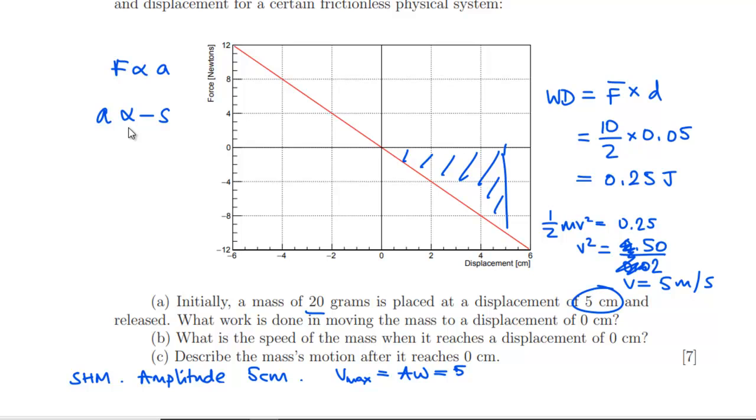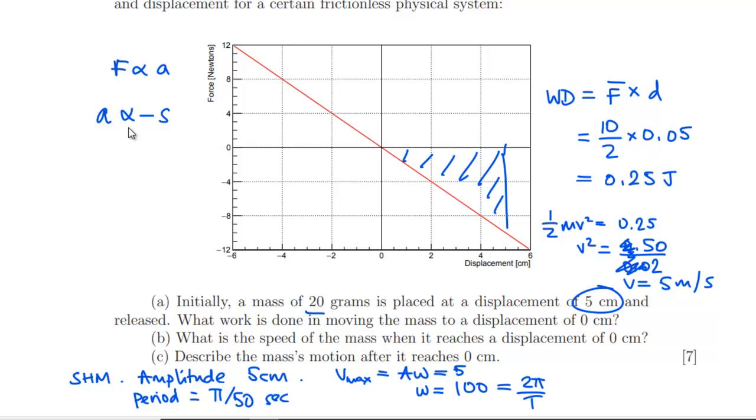So we've got 5 centimeters is our A. So that means that omega is going to be 100, because we've got 5 divided by 0.05. So that's our omega. That is 2 pi over T. So our period is going to be pi divided by 50 seconds. So just going through standard simple harmonic motion stuff, really.